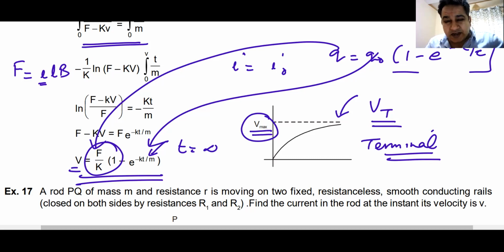Remember, a question of terminal velocity will always have two forces. One is a constant force. In the case of a falling body, it is the gravitational force. Here, it is the force which I am applying on the rod. The other one is a variable force directly proportional to velocity. In the case of a falling body, by Stokes' law, it was 6 pi eta RV. Here it is ILB, where I is VBL. So we have a force depending on velocity. You equate these forces and you get your terminal velocity.